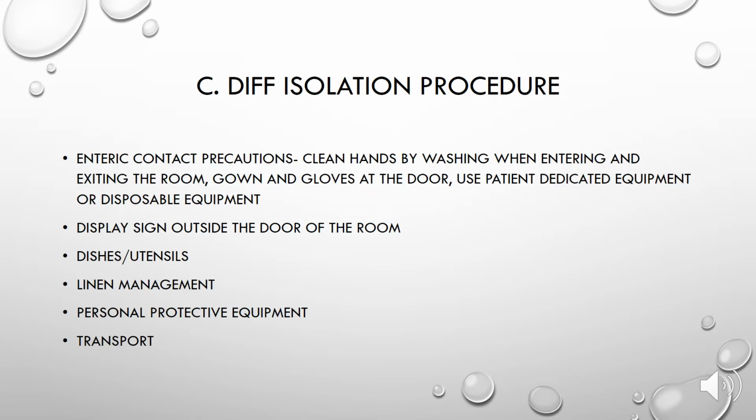C. diff isolation procedure. The procedure for C. diff is enteric precautions. We do that by cleaning our hands, by washing when entering and exiting the room, gown and gloves at the door, use patient dedicated equipment or disposable equipment, and display the sign outside of the patient's door on their room. Dishes and utensils, we just send those down and they are handled through the kitchen in the dishwasher. They get sanitized that way. There's no special handling of them. Linen management, you just bag your linen at the door.